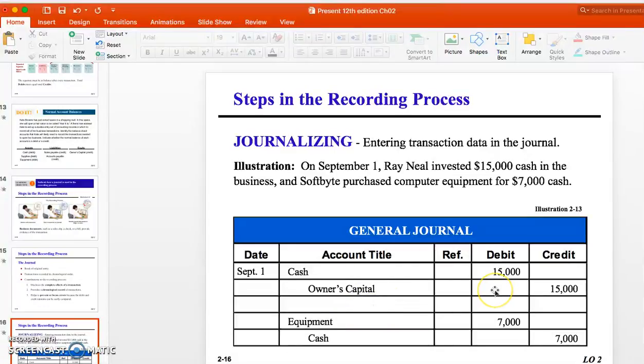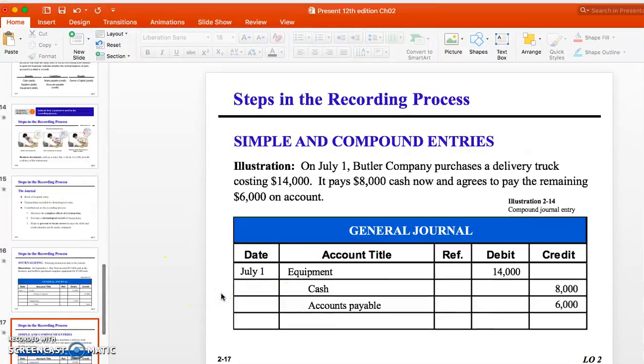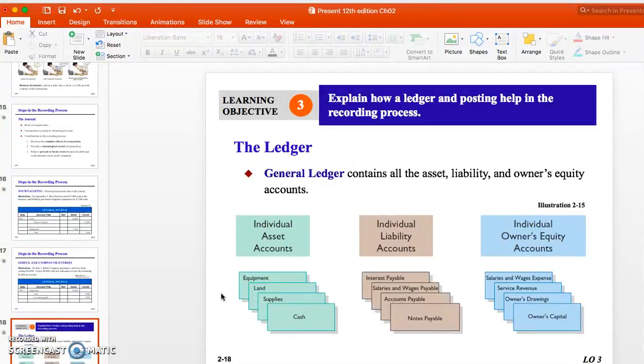Each transaction verifies that. The next transaction says that he purchased the computer equipment. So he reduced his cash with a credit here, and he increased his equipment. So there's the 7,000. And just other examples of journal entries. All right, so I'm going to leave you off here and just take a look at some journal entries.